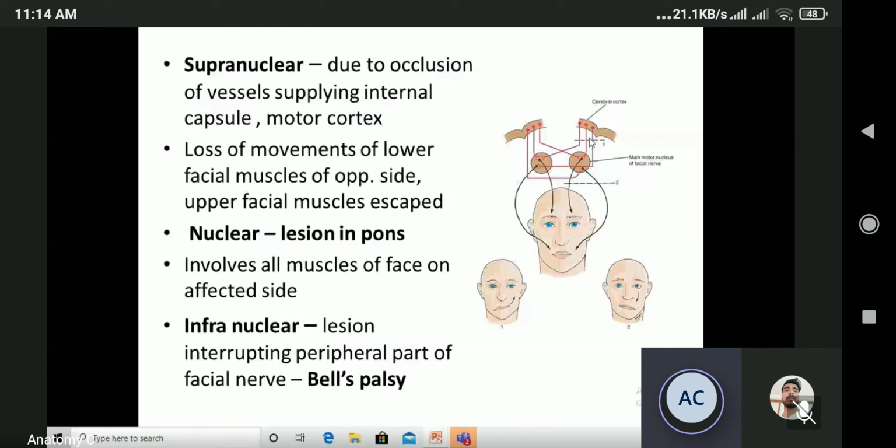Whenever there is a supranuclear lesion, see what happens. Whenever there is a lesion at this point, there will be loss of movements of the lower facial muscles, usually of the opposite side, because the lower facial muscles get the fibers from the opposite side of the cortex. So the lower part of this side of the face will be paralyzed. Now coming to the upper facial muscles, they get the fibers from both sides, so they are usually spared.